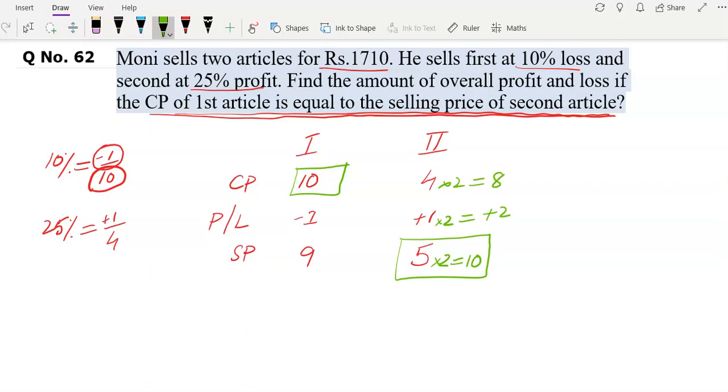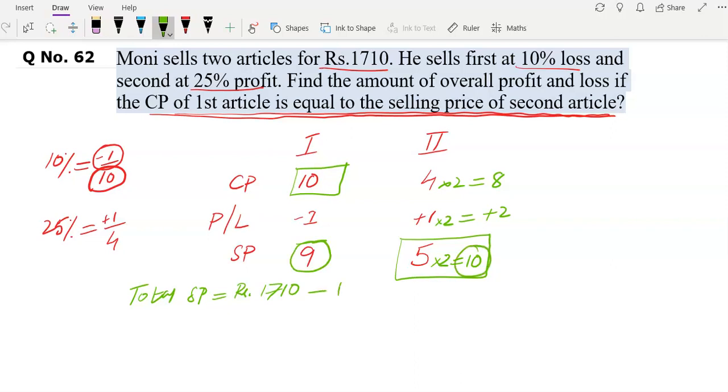Now in this question it's given Moni sells 2 articles for rupees 1710. Our total SP is rupees 1710. And in units our total SP is, this is 9 and this is 10. So 10 plus 9.